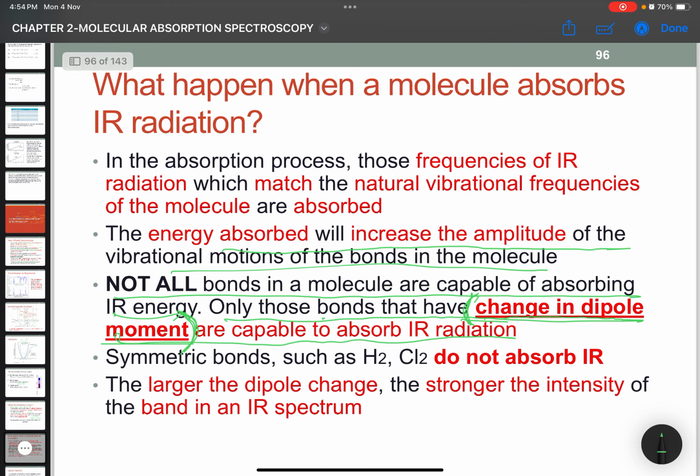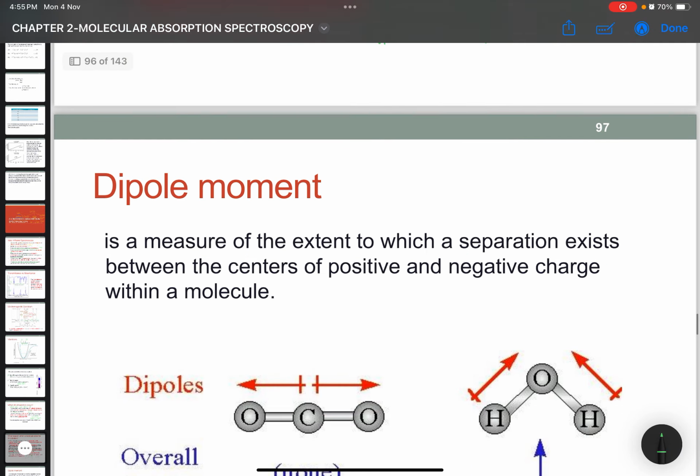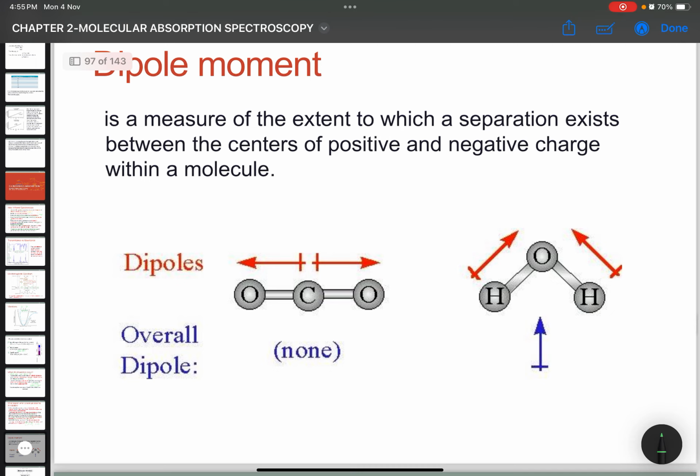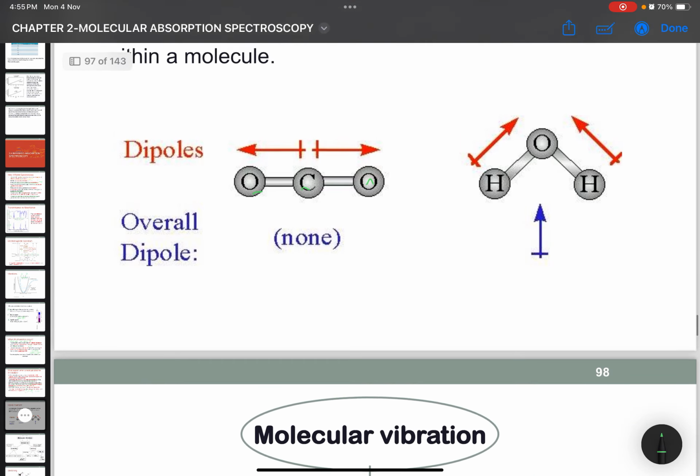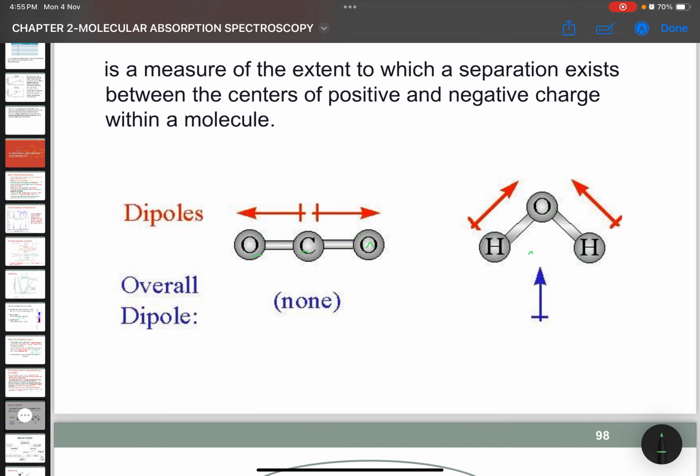Okay. Lagi banyak dia punya dipole, maksudnya macam contoh kalau C dengan C, kita tak nampak sangat bond dia ya. Lagi-lagi kalau C ni simetri, lagi tak nampak lah ya. Tapi kalau besar lah, lagi besar peak dia. Okay. So this is example of dipole moment ya. Kalau OCO simetri kan, there will be no overall dipole changes ya. Kalau yang water boleh ada sebab dia ada lagi lone pair electron kan, so dia akan ada dipole moment.